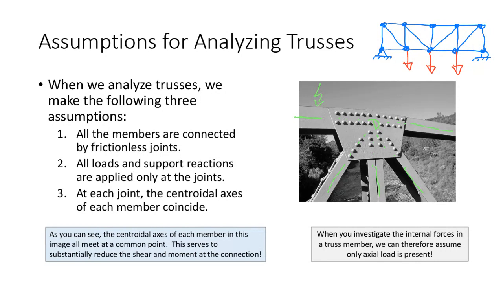That's the whole point behind these assumptions. So if all the centroids meet, you put the load at the joint, and there's no unintended forces from friction or anything like that, then there's no moment. So whenever you're looking at the joints, you're almost going back to chapter two, and it becomes a concurrent force system where all the forces meet at a common point.